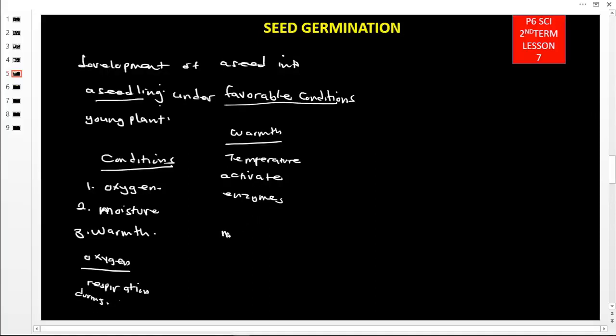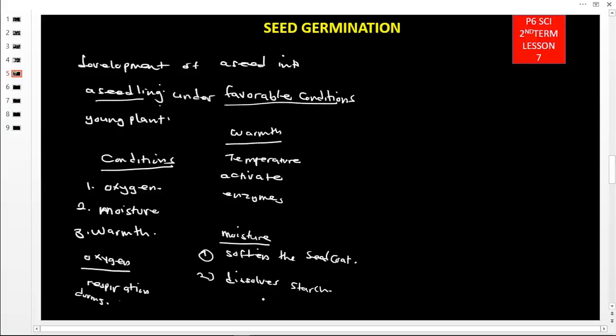So now let us look at another condition, that is moisture. Why do these seeds need moisture? One, this moisture softens the seed coat. Number two, this moisture also dissolves the starch, or it hydrolyzes, but let us use this word, dissolves the starch that has been stored in the endosperm or in the cotyledon. So water has two benefits: one, to soften the seed coat, two, to dissolve the starch.